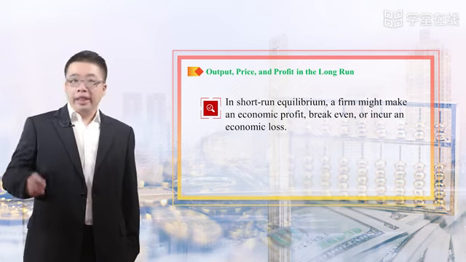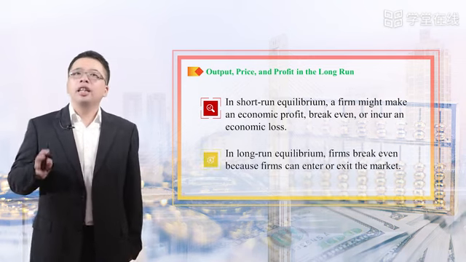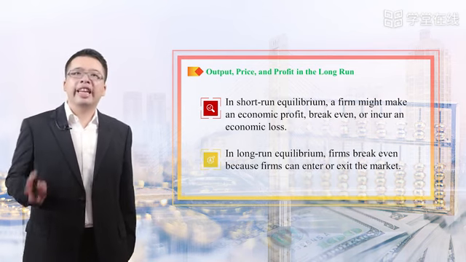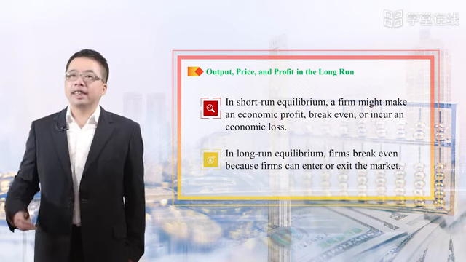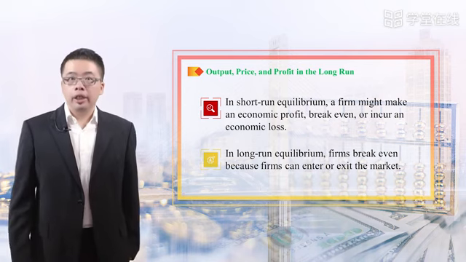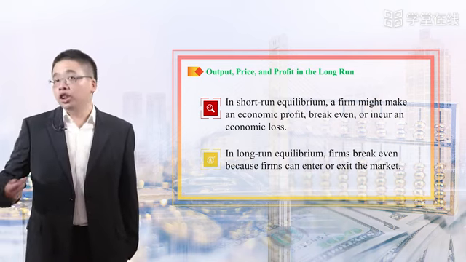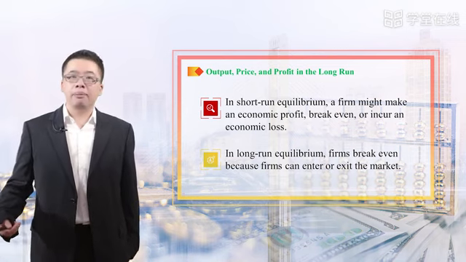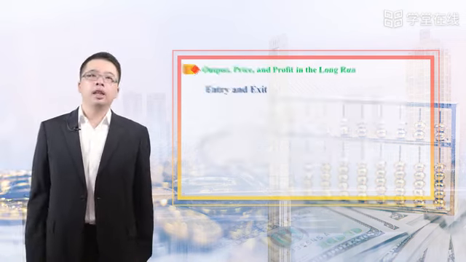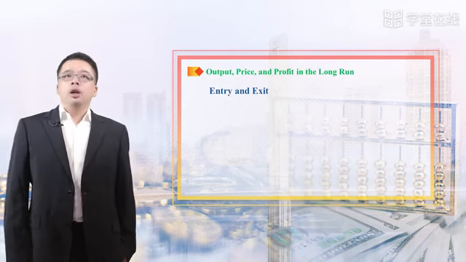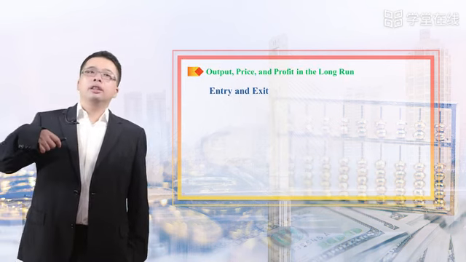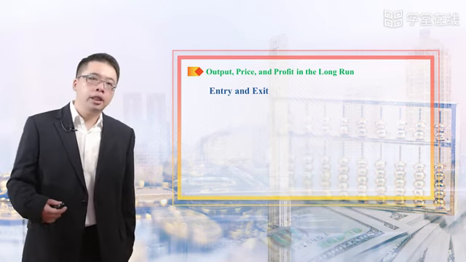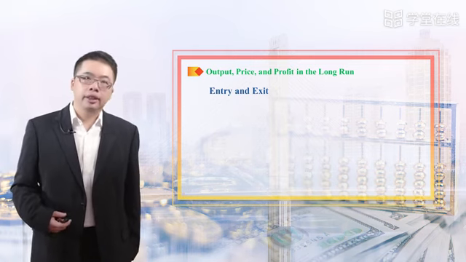Because we are going to say that in the long run, firms break even because firms can enter or exit the market, the free entry, which is not allowed in the short run because it's too short for the firms in a perfect competition market. In the long run, firms have the ability to choose to leave the market or enter the market.